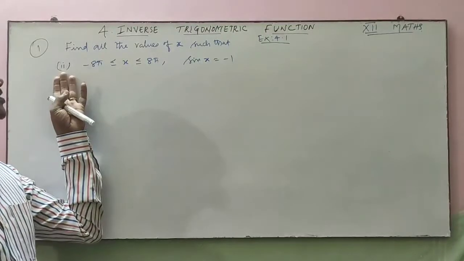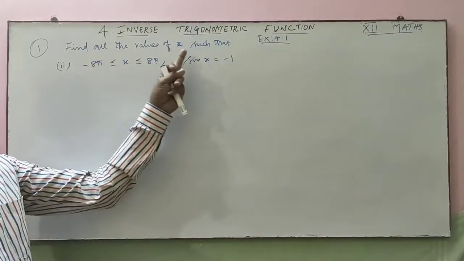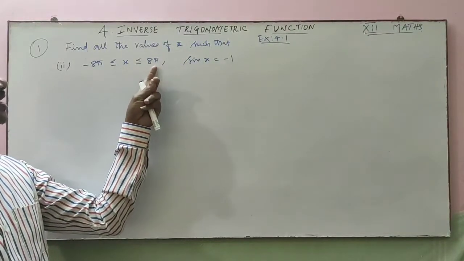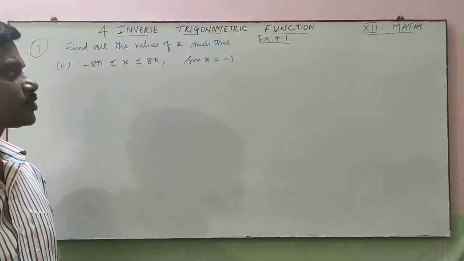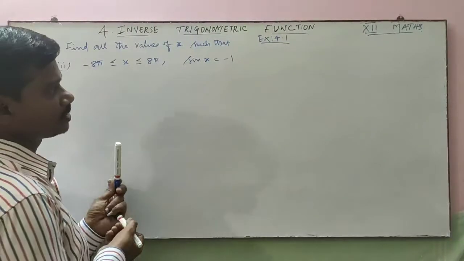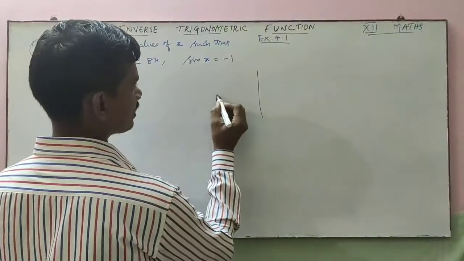Okay, in the second subdivision, find all the values of x such that minus 8 pi less than or equal to x less than or equal to 8 pi and sin x is equal to minus 1. So sin of which value is minus 1? Let's see the value in the graph.